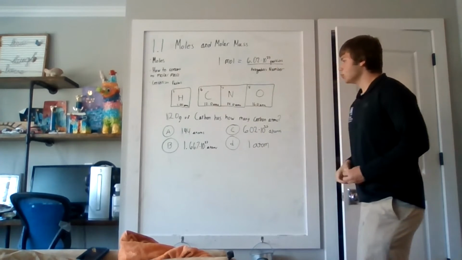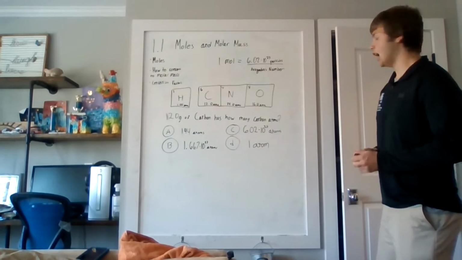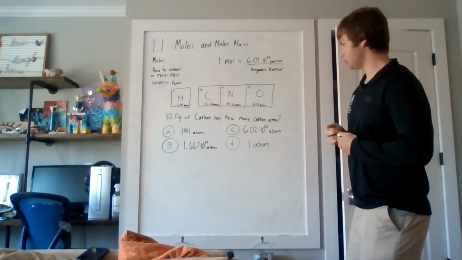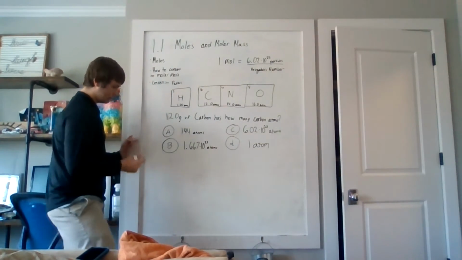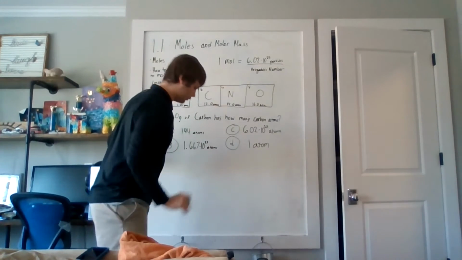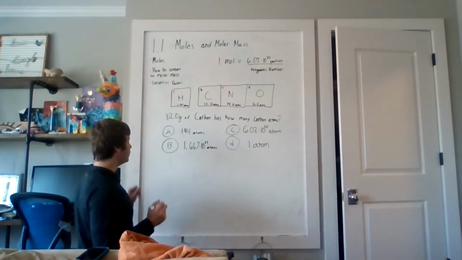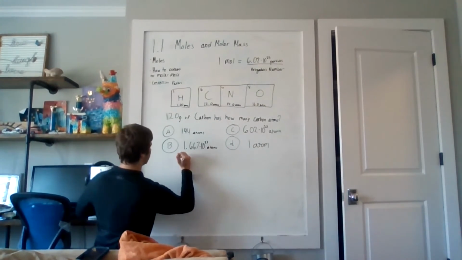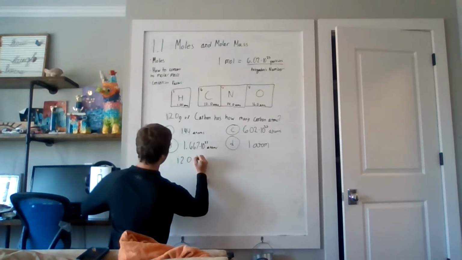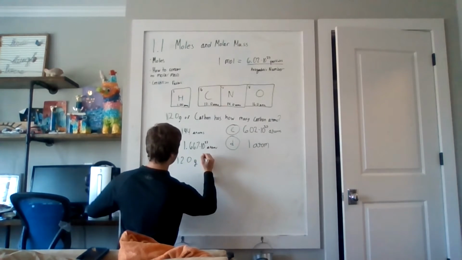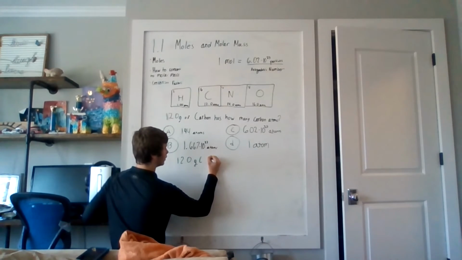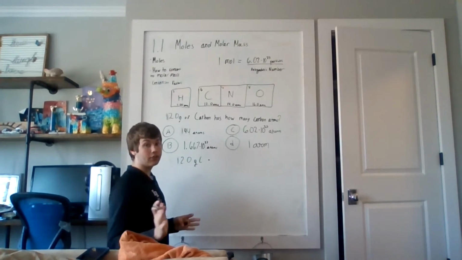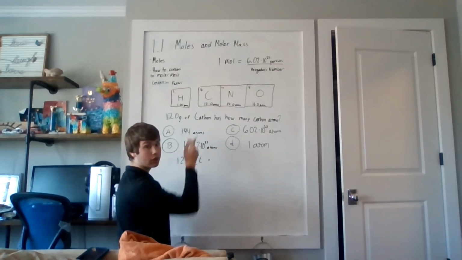So if we have 12 grams of carbon, how many carbon atoms do we have? So what we need to do is set up some conversions. So we know that we have 12 grams carbon. Now we can multiply this by our molar mass, or the 12 grams per mole.